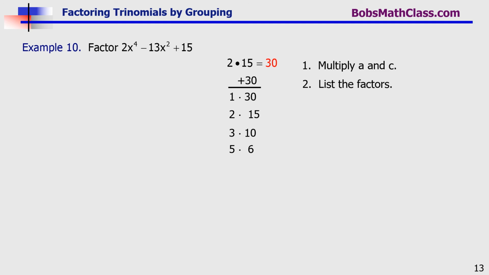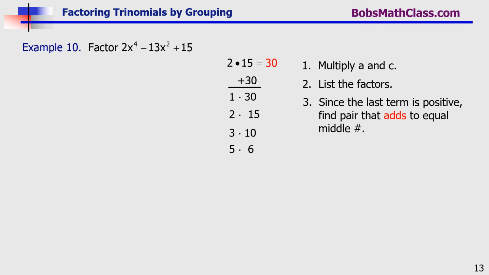We've used these numbers before, right? Now, since the last term is positive, we want to find the pair that adds to equal the middle number. Which of these pairs will add to equal 13? That's right, the 3 and 10. The last time we had a 30, we were looking for the pair that subtracts to be 13. This time we're looking for the pair that adds to be 13. So that'll be the 3 and 10.